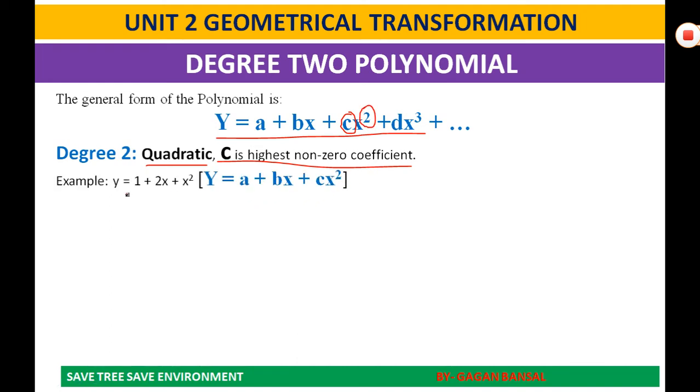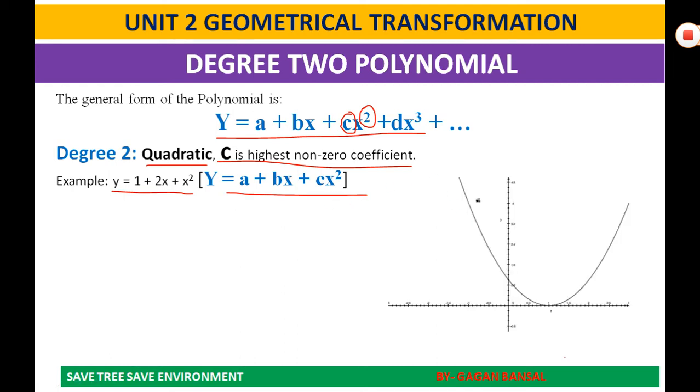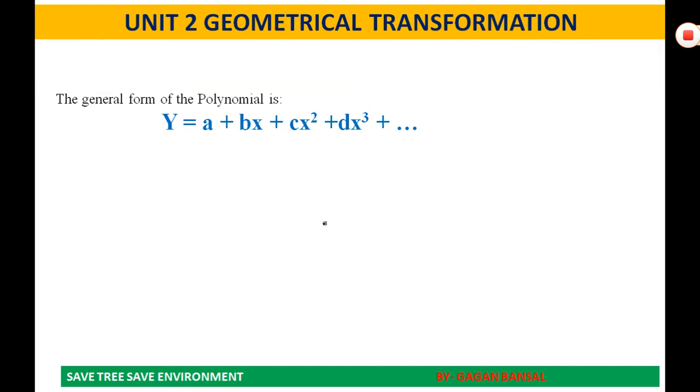Examples are equations like y equals 1 plus 2x plus x square. These are quadratic equations of the form a plus bx plus cx square. These are smooth curves of the quadratic form. A parabola is an example of a quadratic algebraic curve uniquely defined by 3 points.